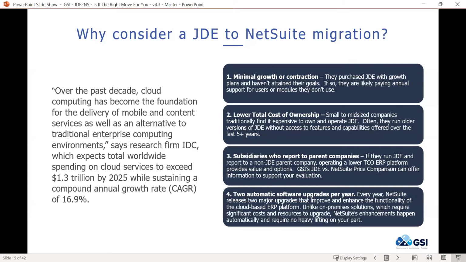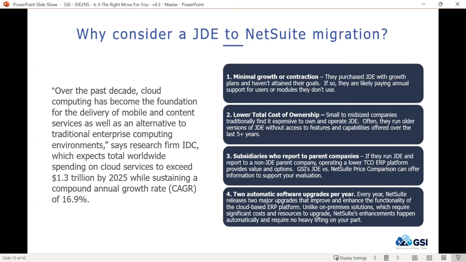Subsidiaries who report to other parent companies. We're finding numerous companies where they're running JDE today and reporting to a non-JDE parent company, and they're finding that if they were to change their ERP platform, it actually provides value, options, lower TCO for them, makes that subsidiary company hold on to a little more of their precious profit dollars, and still gives them that great ability to report upline.